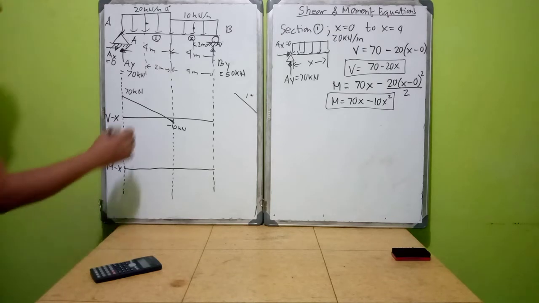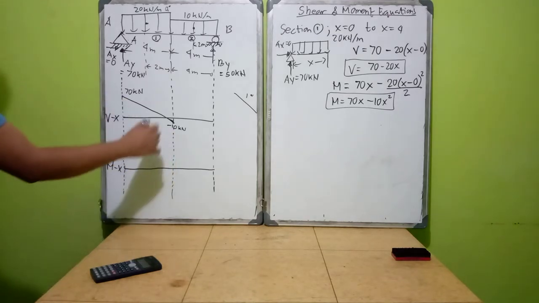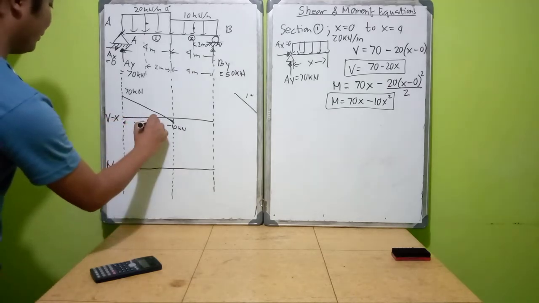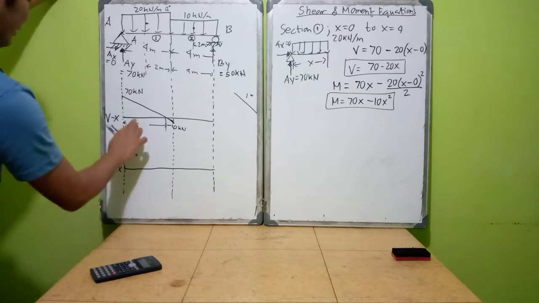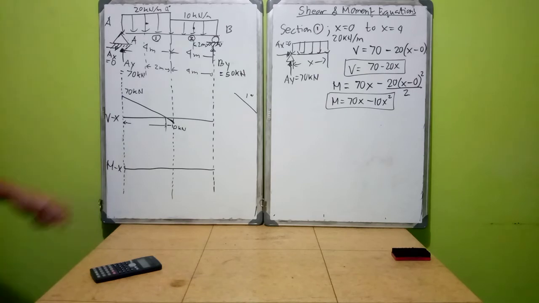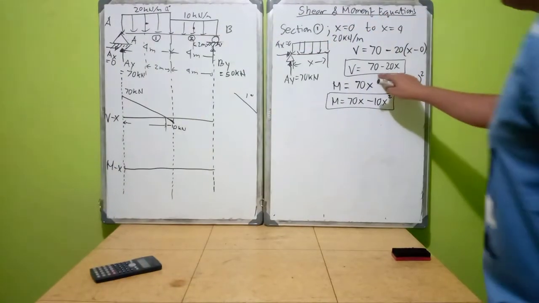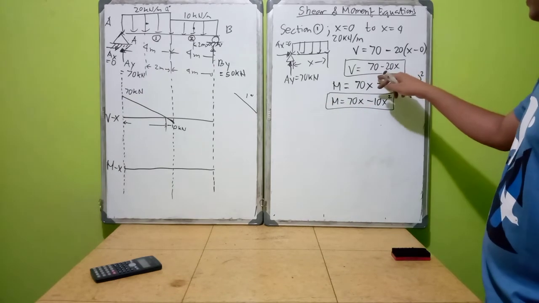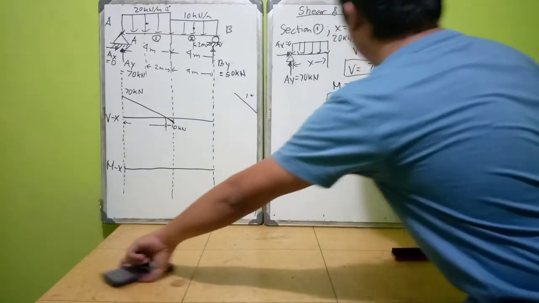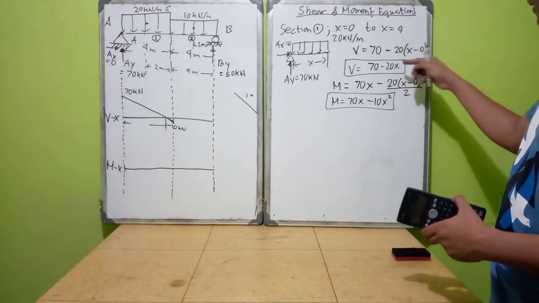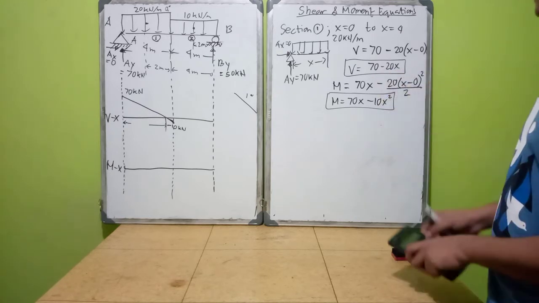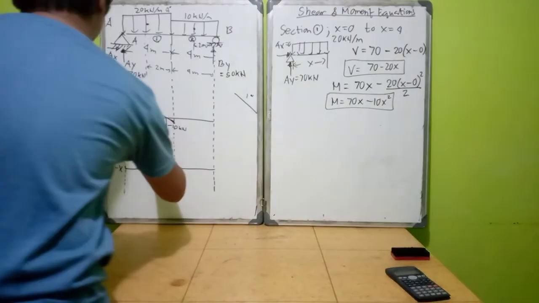Okay? So, the moment. Since here, it starts from 70 kilonewton and ends at negative 10 kilonewton, there is a portion in which your shear is equal to 0. If that is the case, you have to equate this shear equation to 0 so that we can find that value. 70 minus 20x is equal to 0. So, in order that your shear equation will be equal to 0, your x will be 3.5 meters. So, your x here is 3.5 meters.